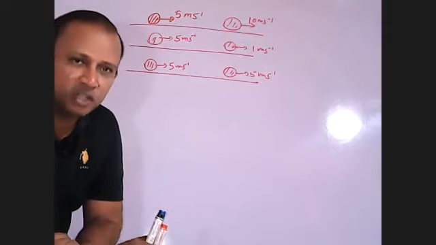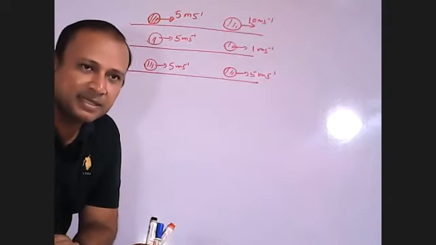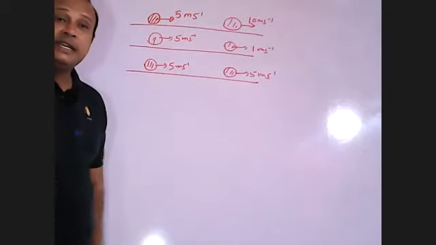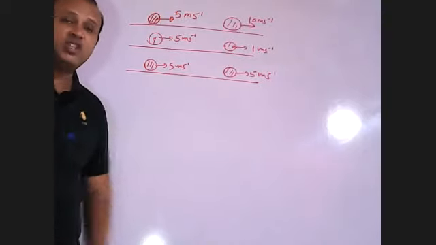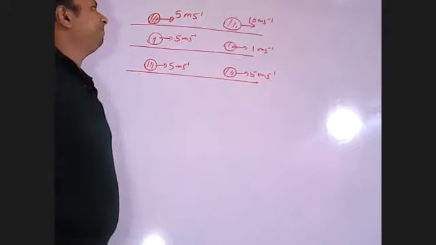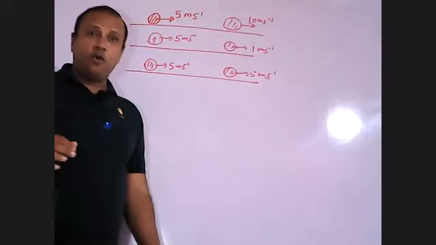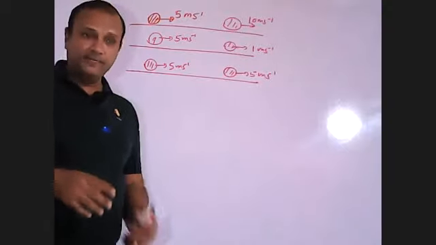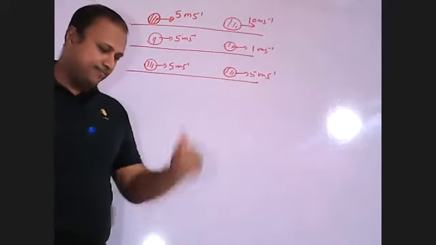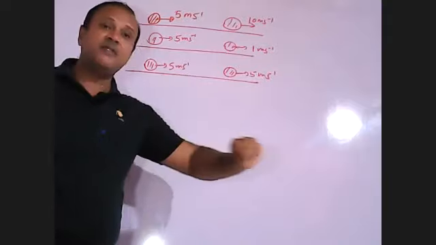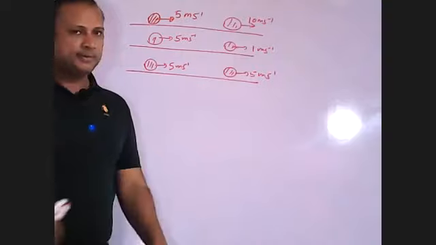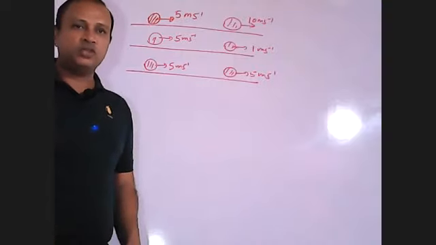Uniform velocity means constant velocity. Both are the same terms. So we can say it is moving at a constant speed, constant velocity, or a uniform velocity. That's also correct. Therefore, there are three ways of moving. The first one is increasing velocity with time. The second one is decreasing the velocity with time. The third one is the constant velocity condition.